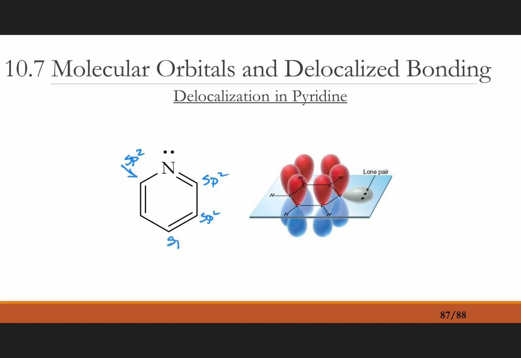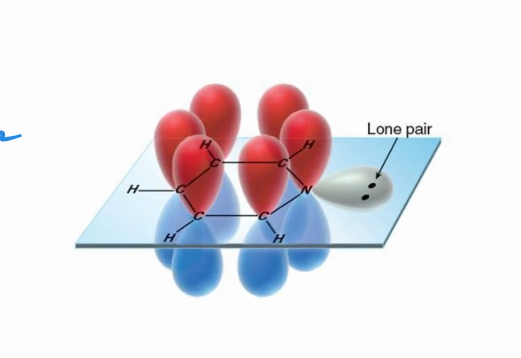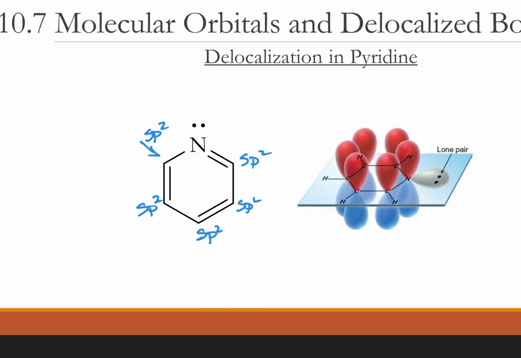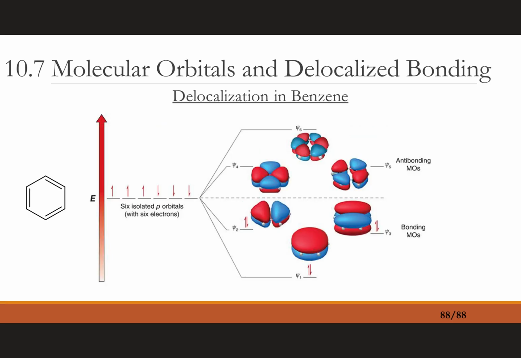Because it's sp2 hybridized, they're going to have p orbitals. They're all going to be perpendicular to the plane of the molecule, and therefore they will all overlap. You've got, in this case, 6 p orbitals overlapping. So in fact, you're going to have 6 molecular orbitals. And here are those 6. Now this is technically benzene, but if we replaced one of the carbons with a nitrogen, you'd get that.